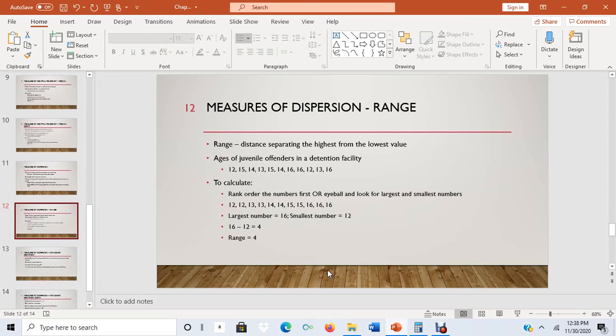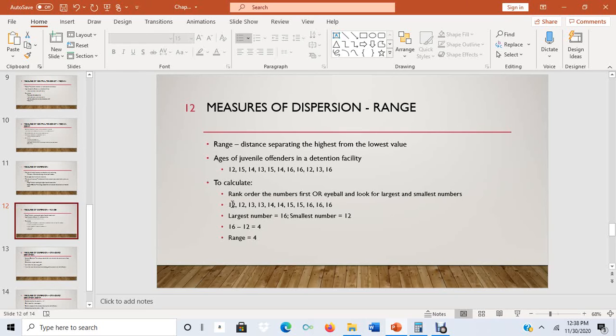First let's talk about the range. As I mentioned, it's the distance that separates the highest from the lowest value. Again, we'll go back to our example of the age of juvenile offenders in detention. The range is the distance between our highest value, or the highest age, and the lowest value, or the lowest age. To calculate it, you could rank order the numbers as I've done here, or you can eyeball it and look for the smallest and largest numbers, but it's probably better to rank order it.